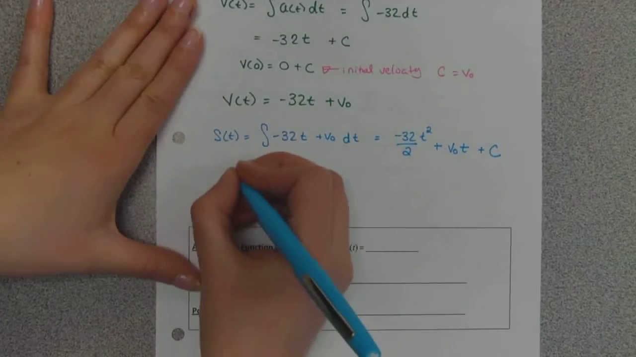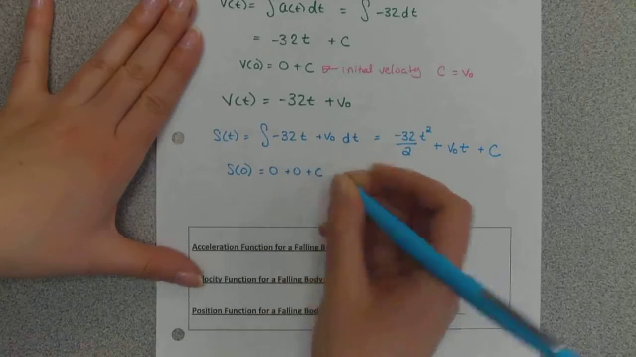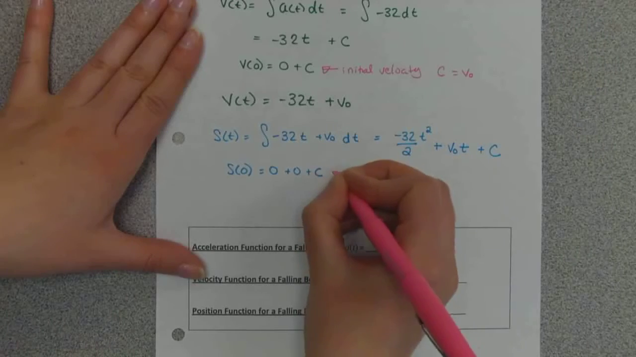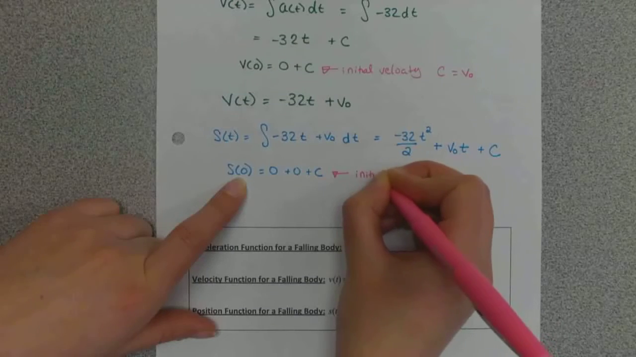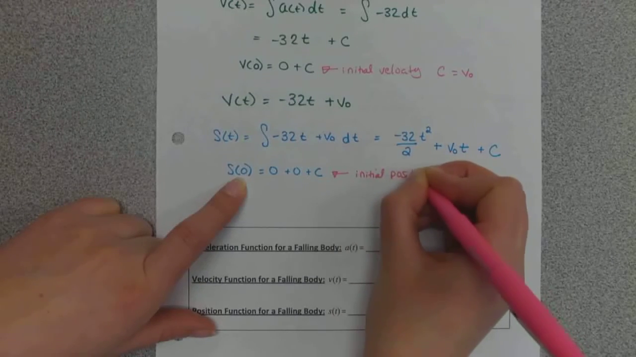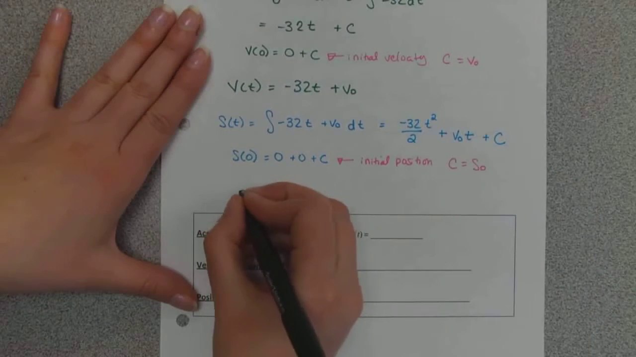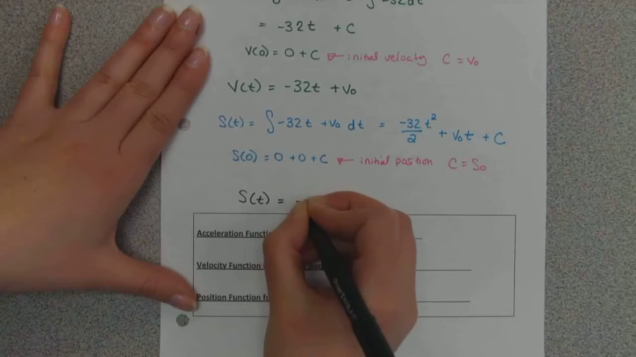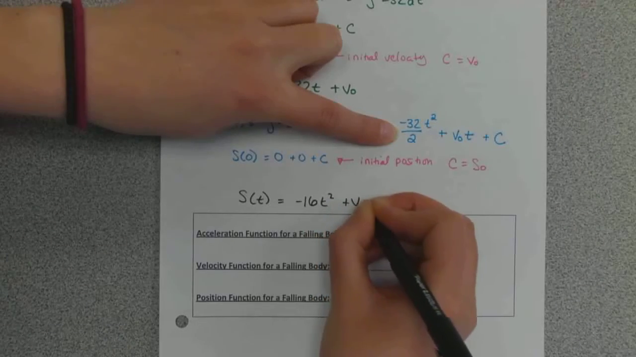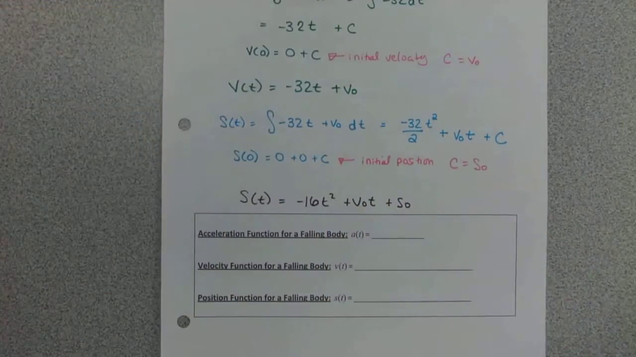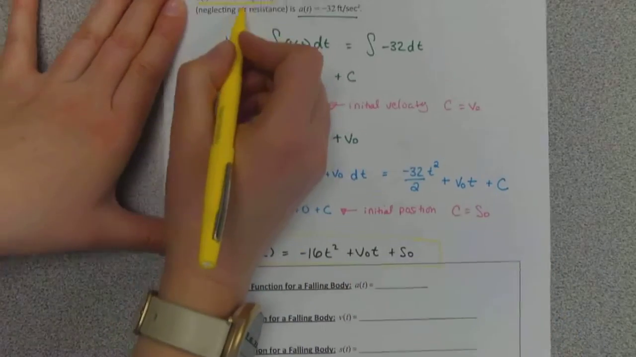Okay? So if you plug in 0 again, s of 0 is 0 plus 0 plus c. It's c, right? That means that c, because you plugged in 0 for s, is the initial position. So we can call that second c s sub 0 for initial position. That means that s of t is negative, we'll just write 16, because we got 32 divided by 2, t squared plus v naught t plus s naught. And that's the same equation that was up there.